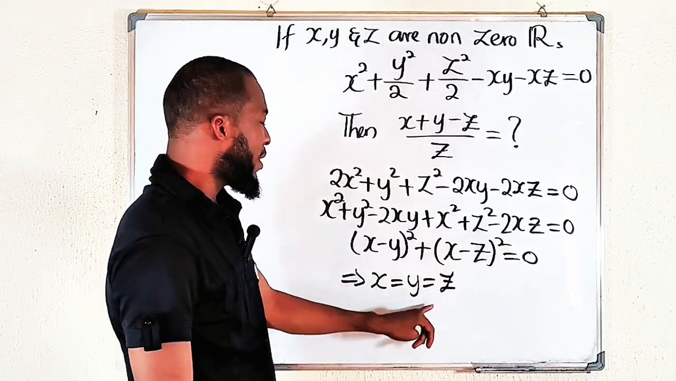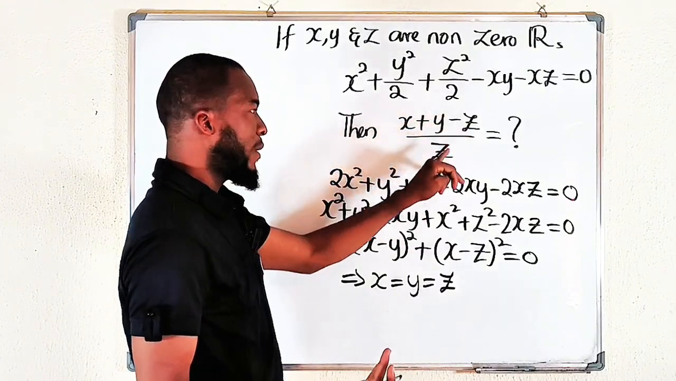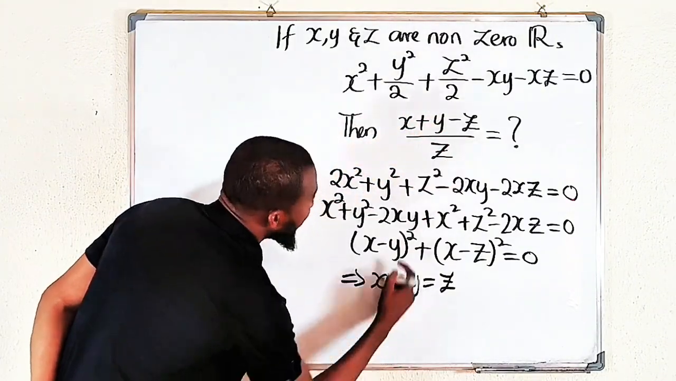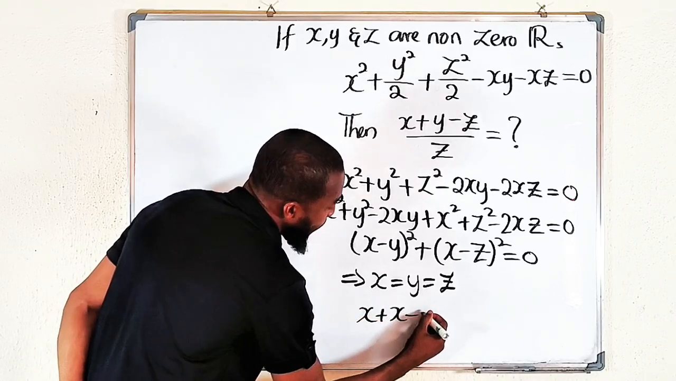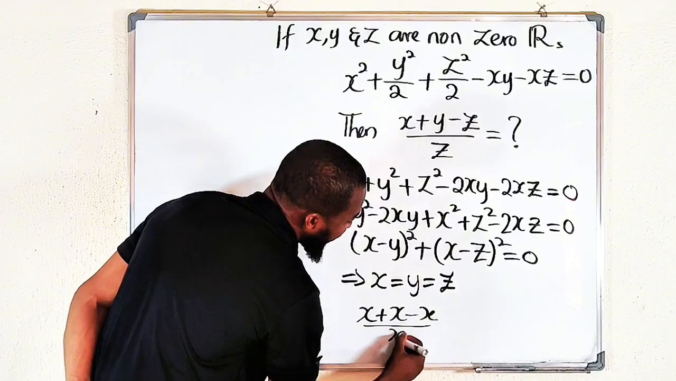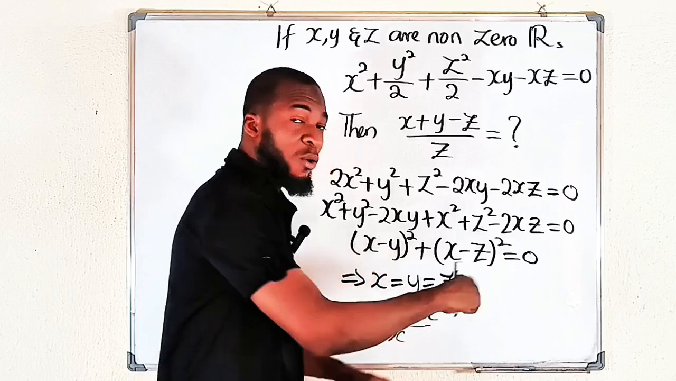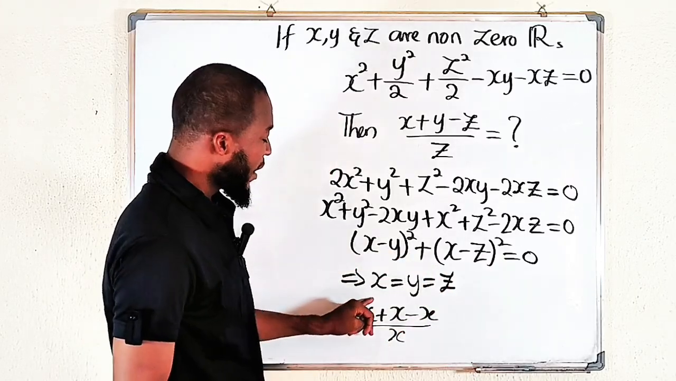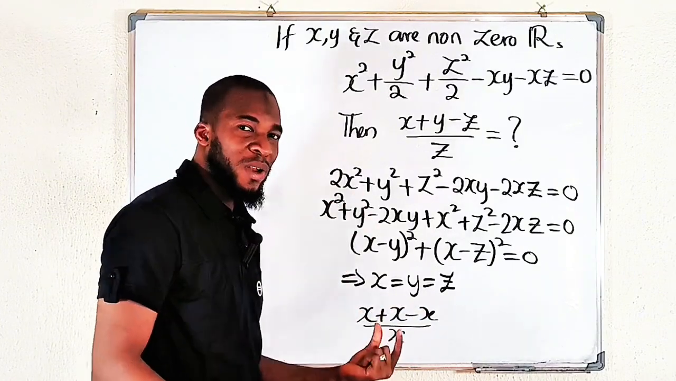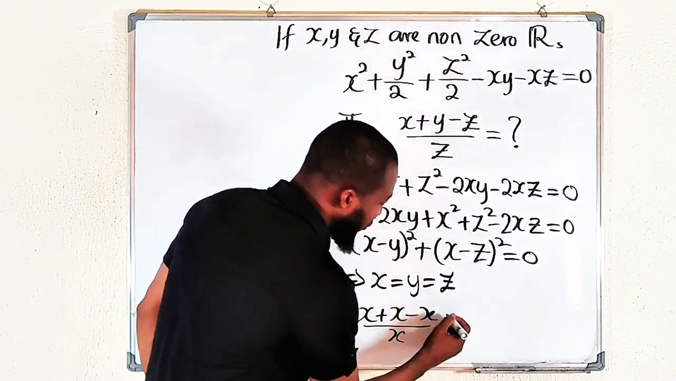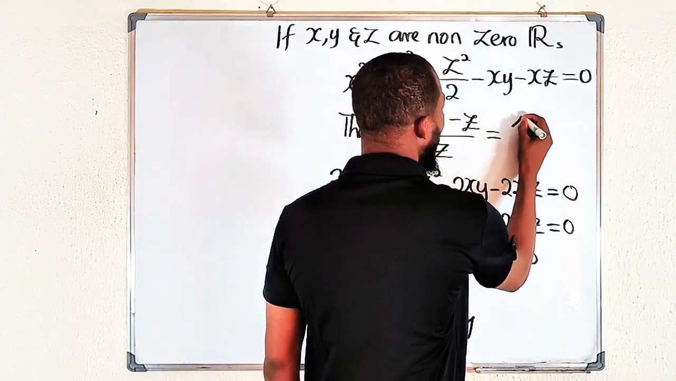So since x, y, and z are all the same, we can use any of the variables here. So let us use x. This implies that we have (x plus x minus x) divided by x, because we have realized they are all the same. Or you can give them another name, like all of them equal to a, then you plug in a here. So x plus x will give us 2x, minus x is 1x, divided by x is 1. So the expression we are looking for is 1.